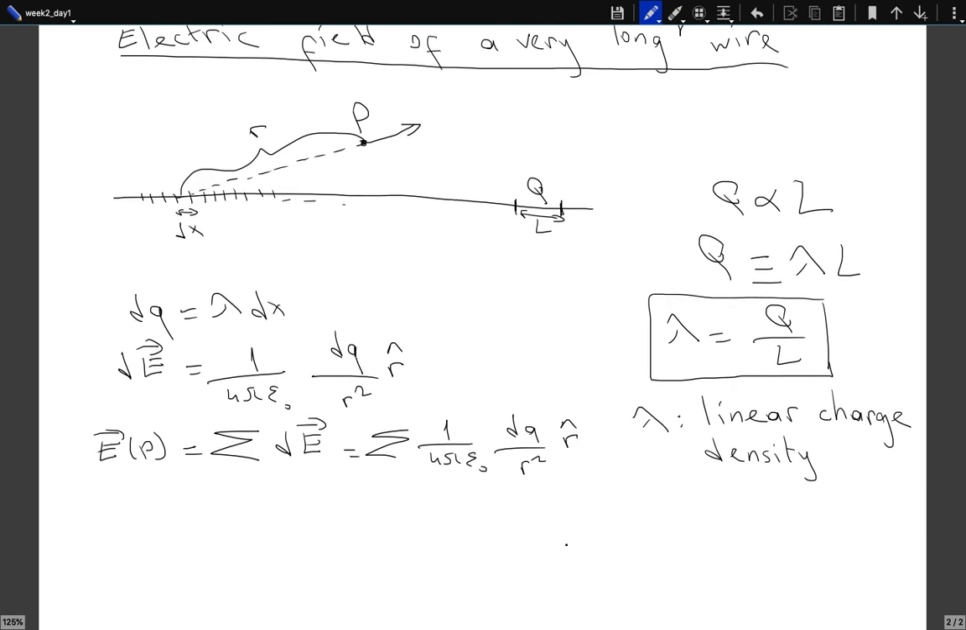Now, eventually we will take the limit as dx goes to 0. So I will have infinitely many terms in that summation, and then the electric field becomes the integral of 1 over 4 pi epsilon 0 lambda dx over r squared times r vector. So what are the ranges of x? How do you find the limits of x?